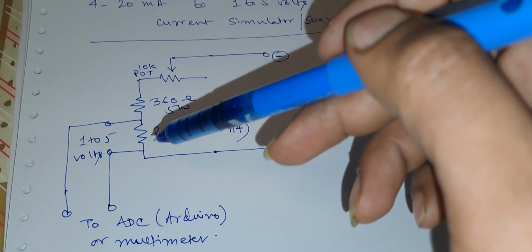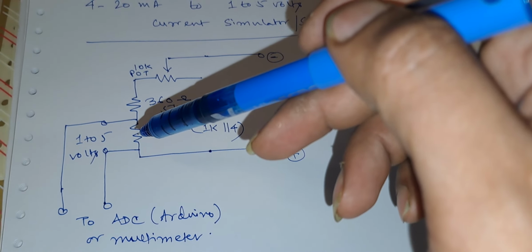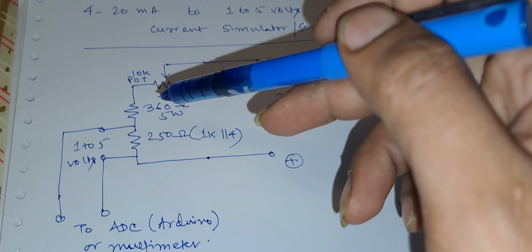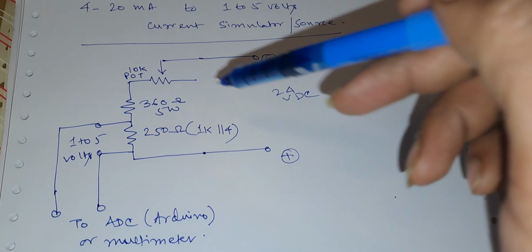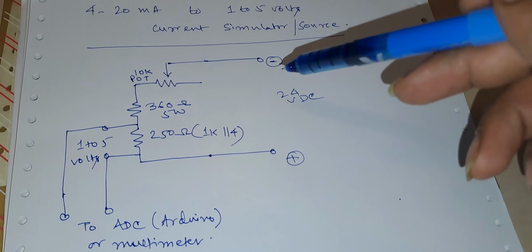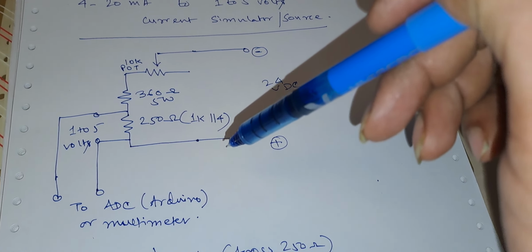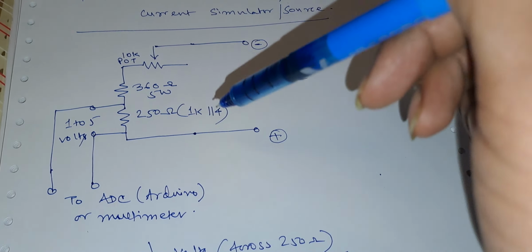So this voltage drop of 1 to 5 volts corresponds to the current in the circuit. The same current will flow through all the three devices and finally it will be connected to the negative terminal. So this is how the circuit diagram is actually wired.